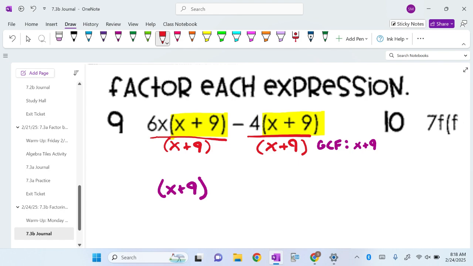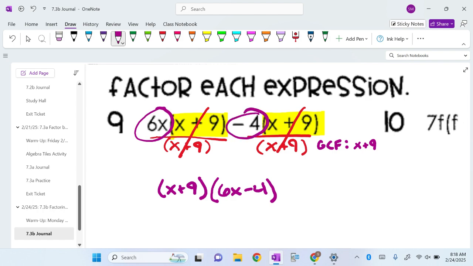Don't these two x plus 9s cancel out on both sides? Yep. So what am I left with as my second factor? So 6x, and then what's the other part? Minus 4. So that's what I'm left with: the 6x and the minus 4, and we put them together.